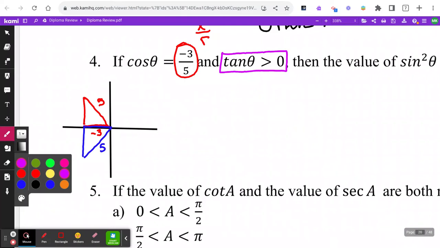That says that tangent has to be greater than 0. Greater than 0 means positive. So tangent has to be positive. Tangent is y over x. That means that the y value divided by the x value must be positive. Over here, the y value would be positive, so y divided by x would actually be negative. This would not work out. Down here, I have a negative y value. A negative divided by a negative would be a positive. Therefore, tangent would be positive. I know I'm in quadrant 3.